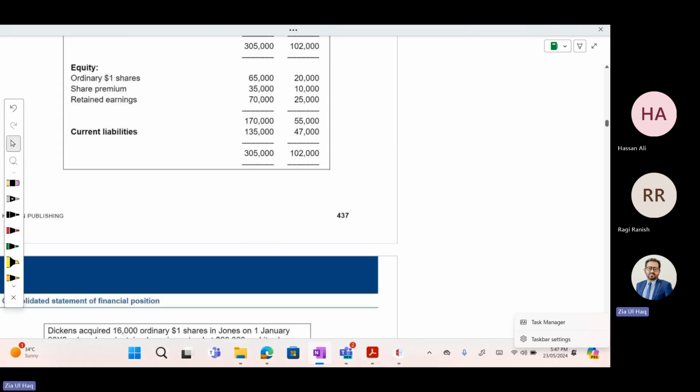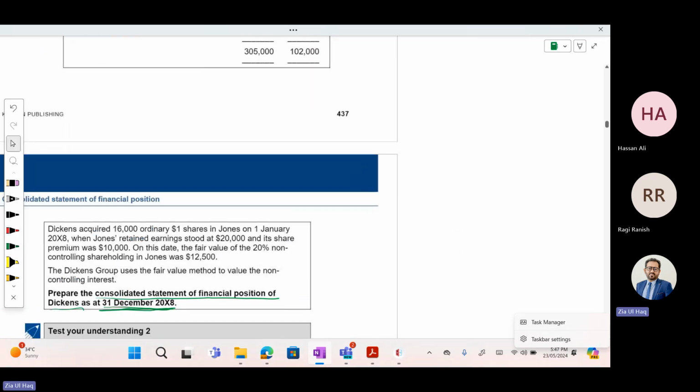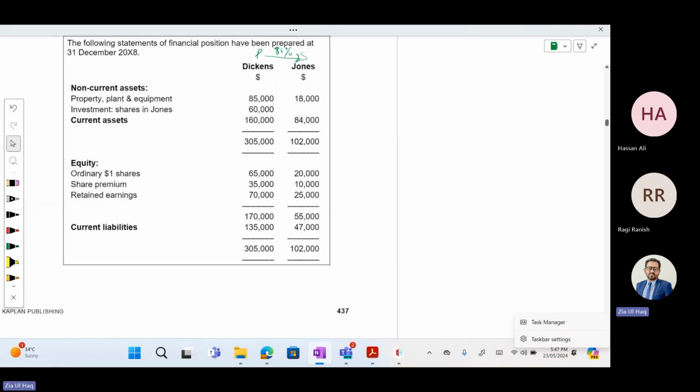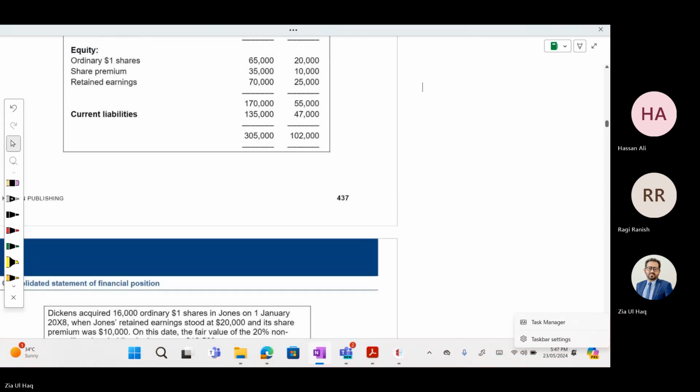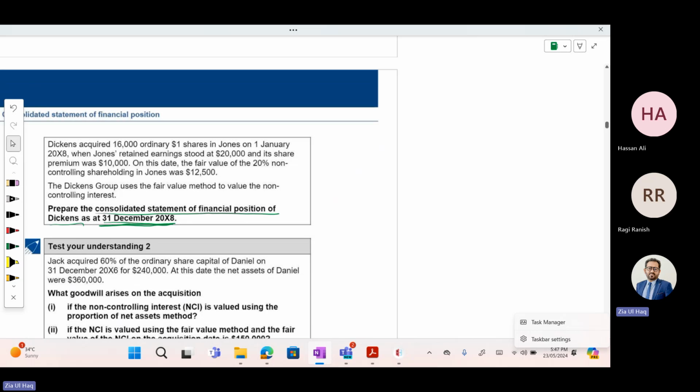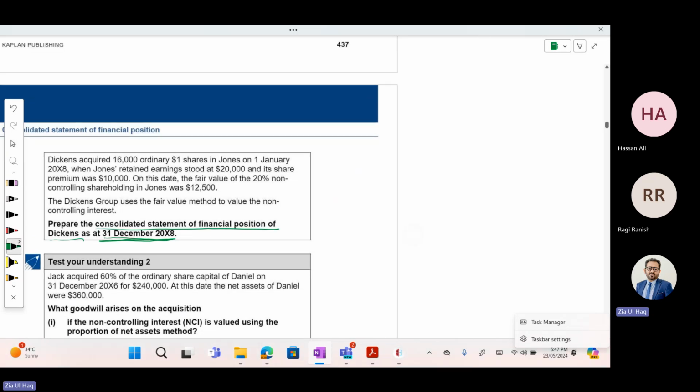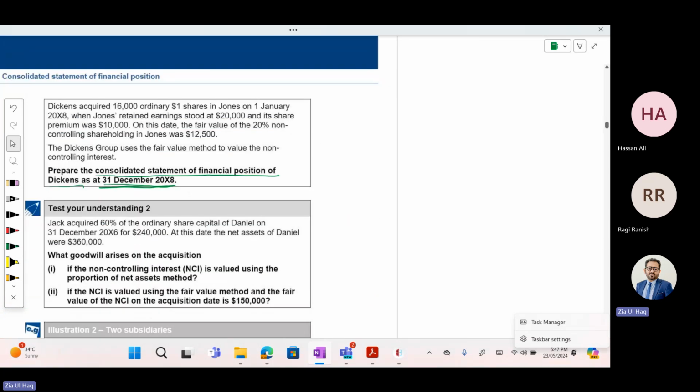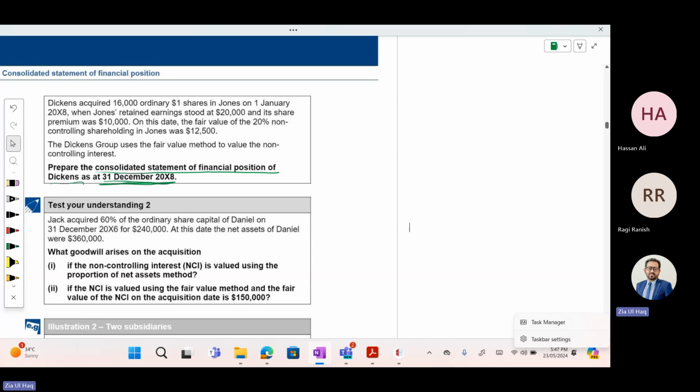Non-controlling interest. Okay. So on 1st January, at the start of the year, they acquired when John's retained earnings stood at 20,000. Now they have 25,000, meaning 5,000 was added during the year, relating to profit for the current year. And its share premium was 10,000. What's the share premium now? Same, 10,000. There is no change in share premium. On this date, the fair value of the 20% non-controlling shareholding in John was 12,500. What does that mean? We don't know; we will discuss later. The Dickens Group uses the fair value method to value the non-controlling interest.